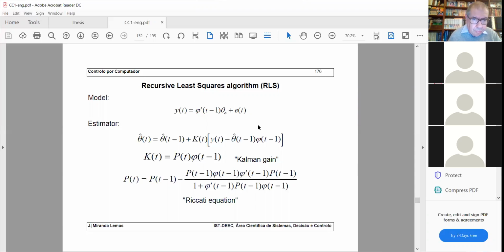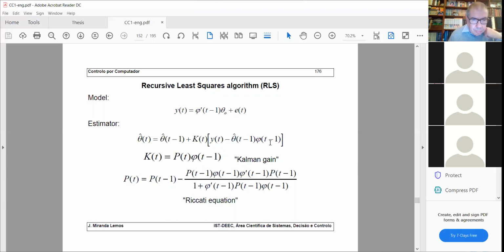Or it will at least converge to the best approximation. Suppose that you are assuming an order for the system which is smaller than the true one, then it will converge to a local minimum. That can happen. Okay.